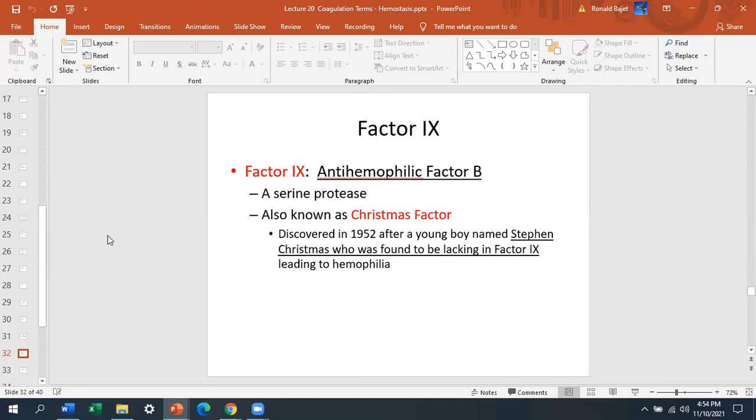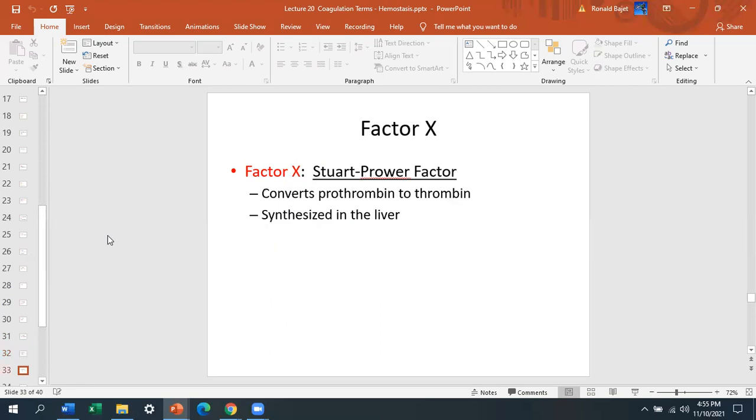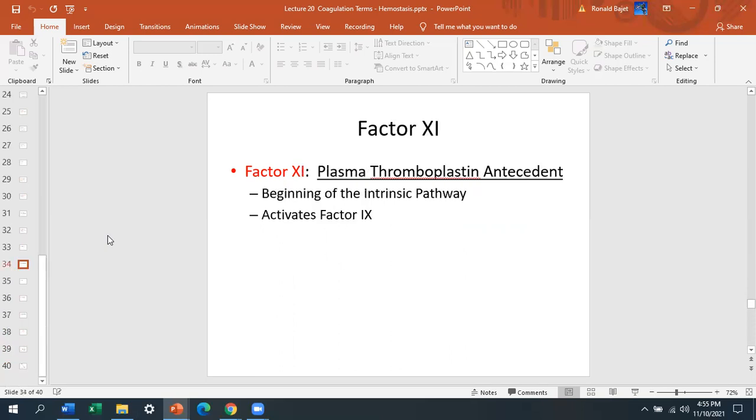Factor 9 is anti-hemophilic factor, also known as Christmas factor, not because of the season, but there's a boy named Stephen Christmas, and he was found lacking in factor 9, and that's a certain type of hemophilia. Factor 9 hemophilia. Factor 10 is called Stuart-Prower factor, converts prothrombin to thrombin. It's also made in the liver. Factor 11 is plasma thromboplastin antecedent. This activates factor 9, and it's the beginning of the intrinsic pathway.